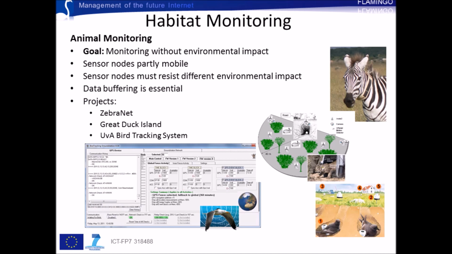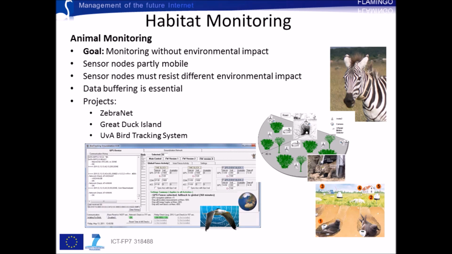Another example for monitoring is the so-called habitat monitoring. Here you monitor the behavior, for example, of animals. The goal is to monitor without environmental impact, which might occur when you have to change batteries. The deployment is, compared to the structural health monitoring, a little bit changed.